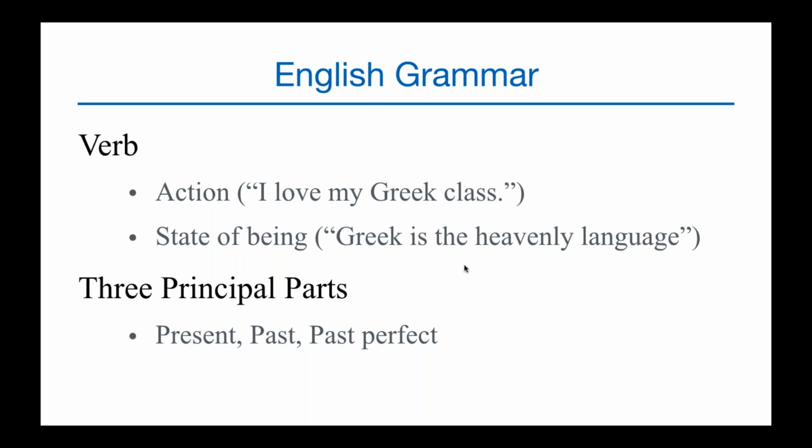So a verb can describe either an action or a state of being. And in general, there are 3 principal parts, and we'll talk about what that means at some point. Just kind of acknowledging the present, the past, and the past perfect.